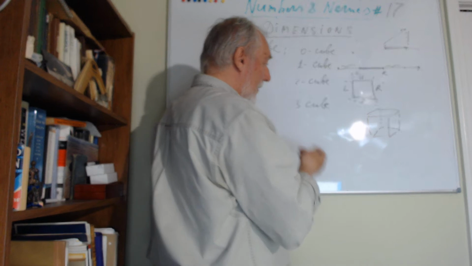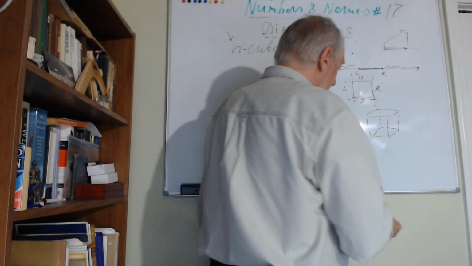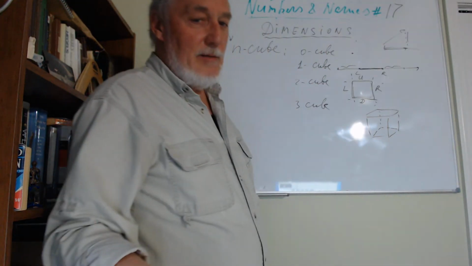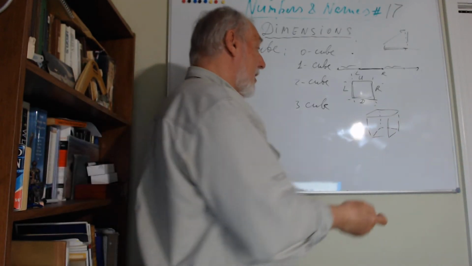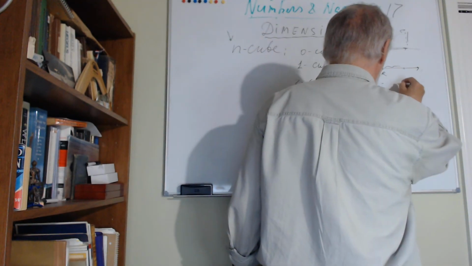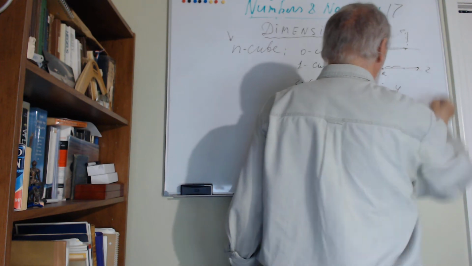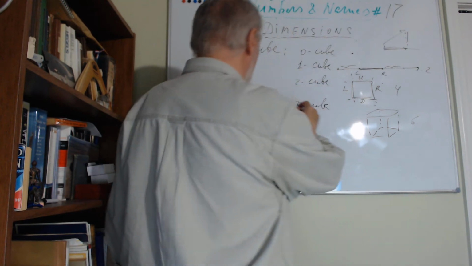So 6, like a dice, right? You know dice. How many sides, faces? 6. So here is 4, here is 2. 2, 4, 6, right?